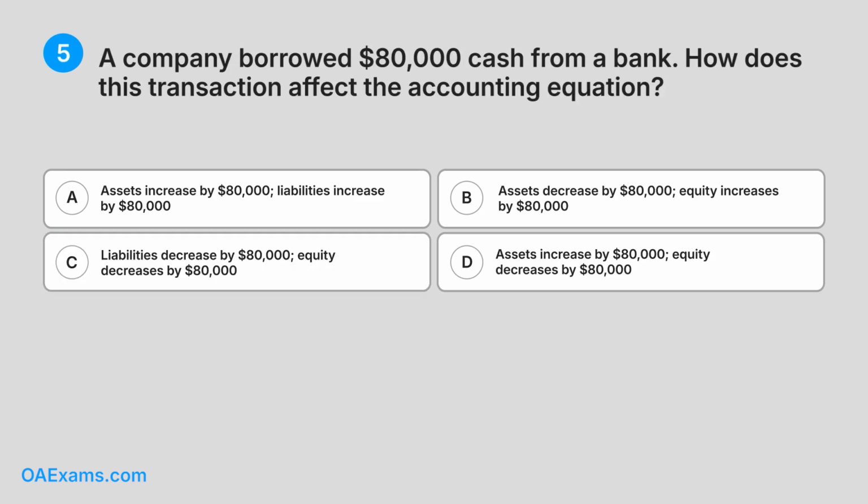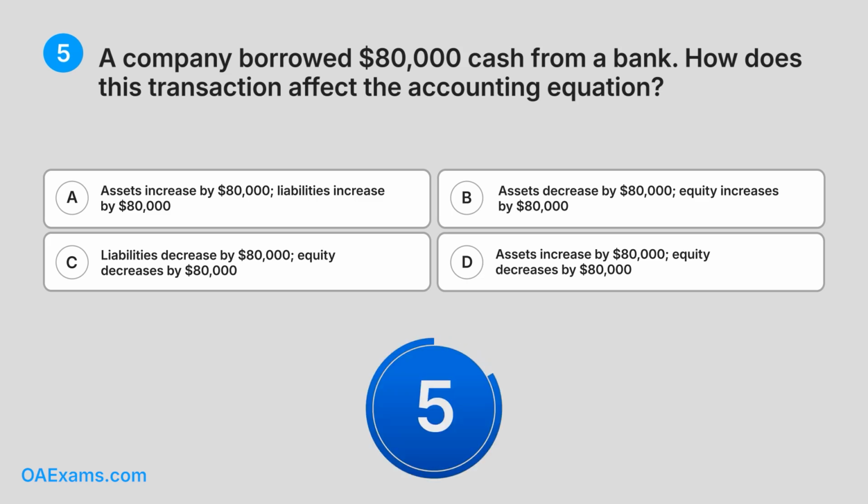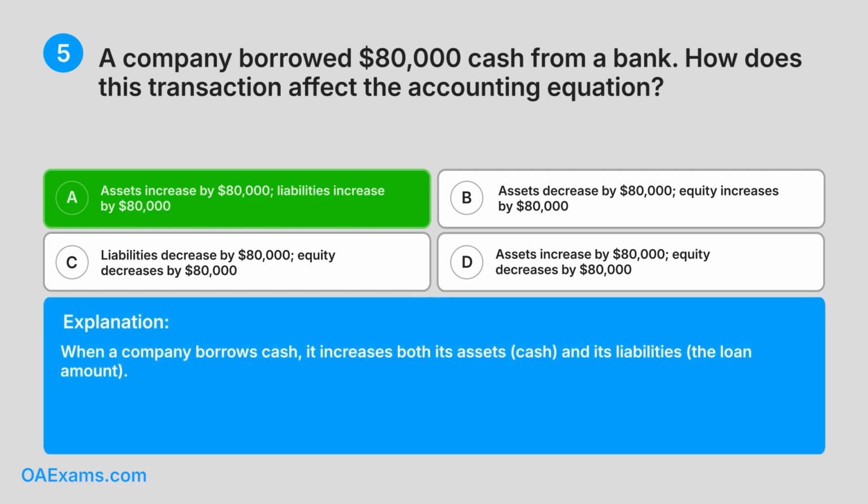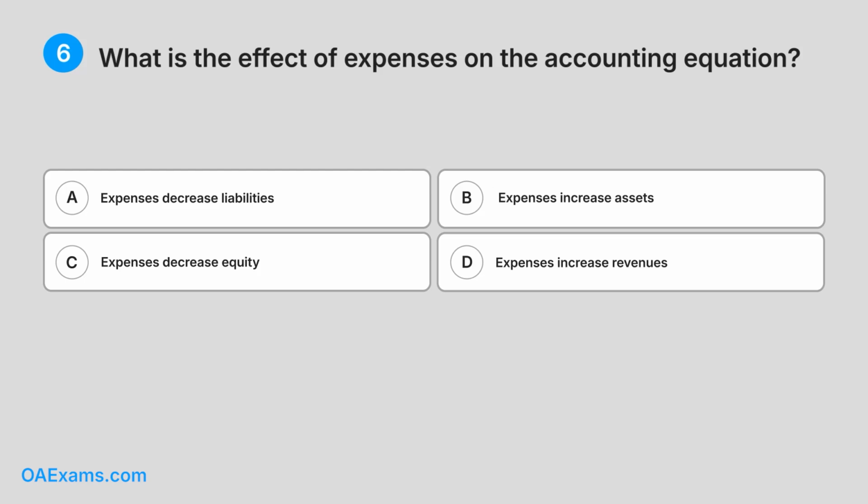5. A company borrowed $80,000 cash from a bank. How does this transaction affect the accounting equation? A. Assets increase by $80,000. Liabilities increase by $80,000. B. Assets decrease by $80,000. Equity increases by $80,000. C. Liabilities decrease by $80,000. Equity decreases by $80,000. D. Assets increase by $80,000. Equity decreases by $80,000. Can you guess the answer? Correct answer: A. Explanation: When a company borrows cash, it increases both its assets, cash, and its liabilities, the loan amount.